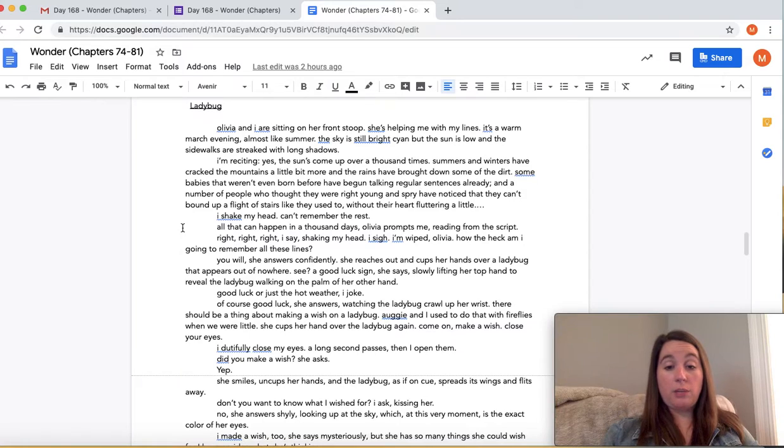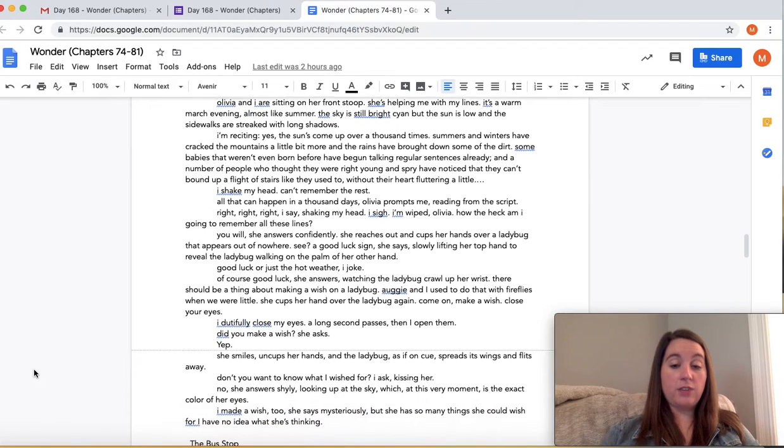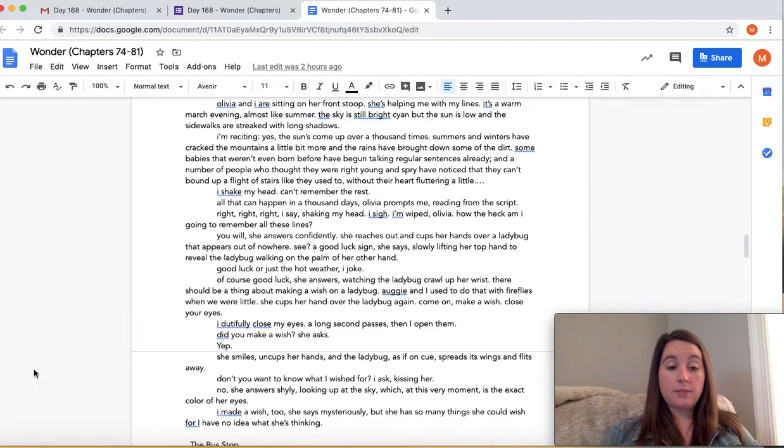She cups her hand over the ladybug again. "Come on, make a wish. Close your eyes." I dutifully close my eyes. A long second passes. Then I open them. "Did you make a wish?" she asks. "Yep." She smiles, uncups her hands, and the ladybug, as if on cue, spreads its wings and flits away. "Don't you want to know what I wished for?" I ask, kissing her. "No," she answers shyly, looking up at the sky, which is, at this very moment, the exact color of her eyes. "I made a wish too," she says mysteriously. But she has so many things that she could wish for, I have no idea what she's thinking.